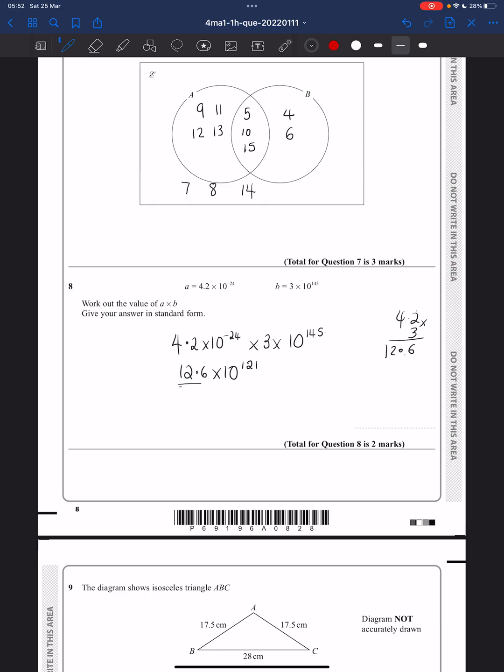Okay, but in standard form, this number's got to be between 1 and 10. So it's 1.26. Because we've made this 10 times smaller, we need to make this 10 times bigger. So it's 10 to the power 122.